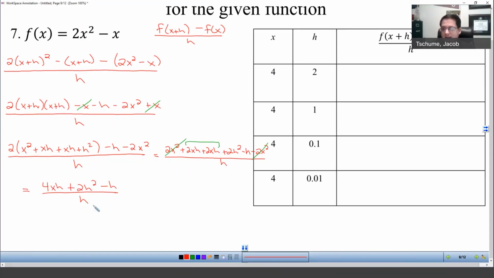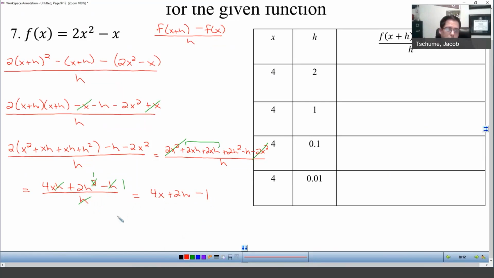And the last thing that I notice here is that everything shares an h in common, so I can cancel one h out of everything. This h cancels, this h cancels, one of those h's cancels, and that h cancels to be a 1. So your simplified difference quotient would be 4x plus 2h minus 1.